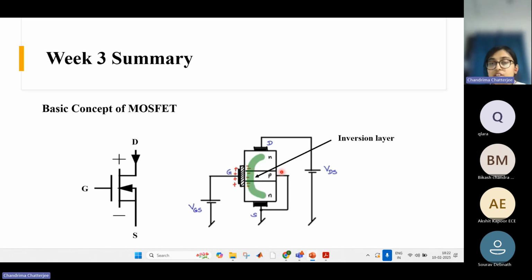There are some other kinds of MOSFET that you can refer to, and you can see Umanand sir's lecture. There he has explained different kinds of MOSFET, which are enhancement type MOSFET and depletion type MOSFET, right? So you can see in the lecture.